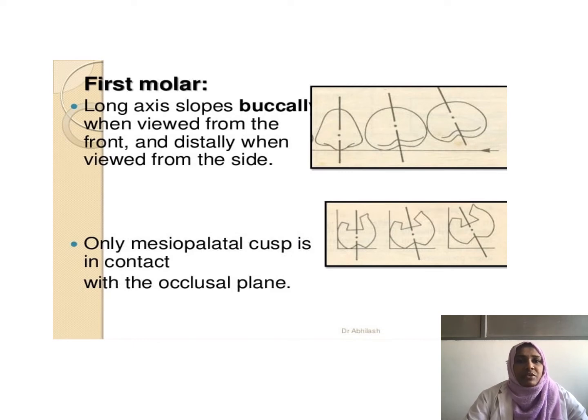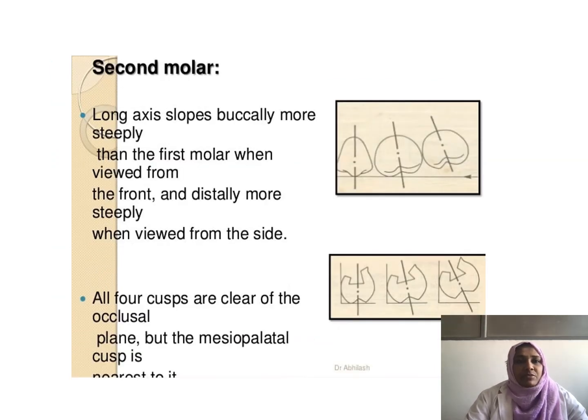Coming to the arrangement of the first molar, the long axis slopes buccally when viewed from the front and distally when viewed from the side, and only the mesiopalatal cusp is in contact with the occlusal plane. Coming to the arrangement of the upper second molar, the long axis slopes buccally more steeply than the first molar when viewed from the front, and distally more steeply when viewed from the side. And all four cusps should not touch the occlusal plane.